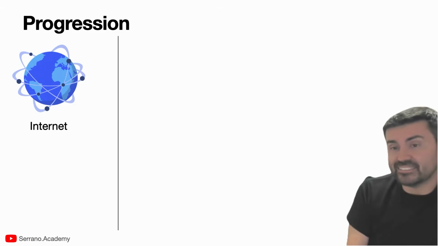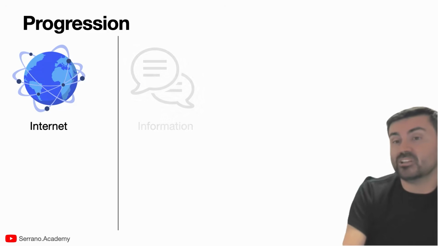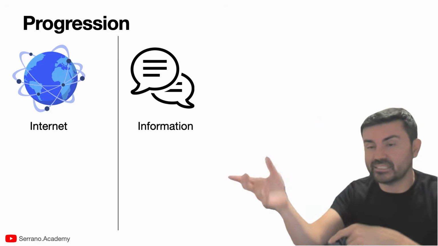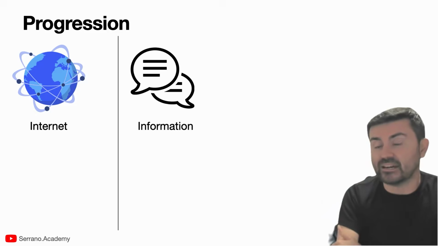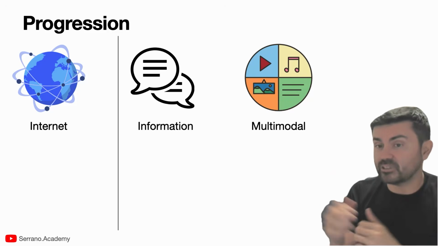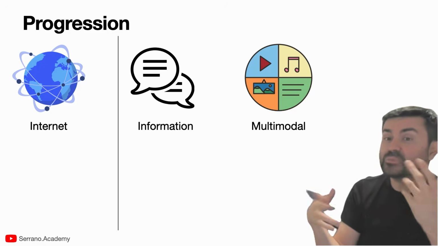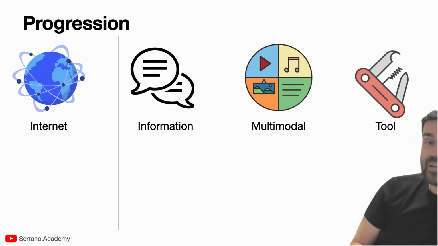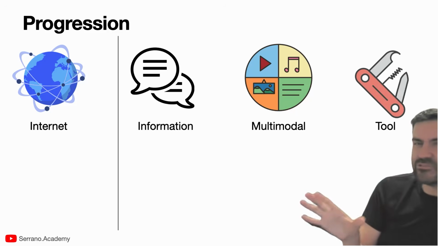When the internet started, what happened? It was a lot of text. The pages were mostly text, and you would write emails and get text back. It was text in, text out. Then something happened. Images started appearing. Video started appearing, audio started appearing. It became a multimodal thing. And the next step was that it became a tool. You could do things on the internet.